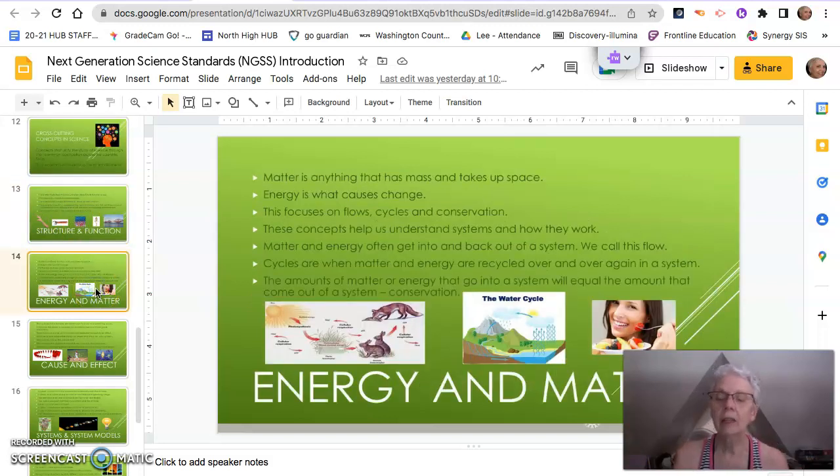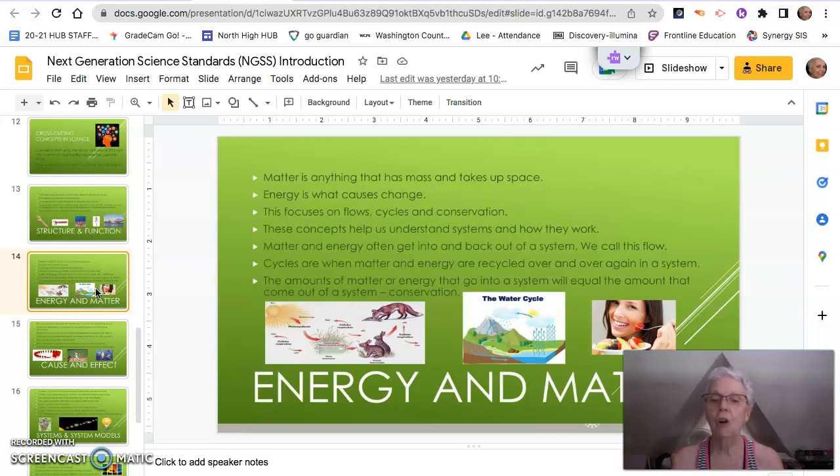We are going to look at energy and matter. Matter is anything that has mass and takes up space. I hope you know that already. Energy causes a change. The flow, cycle, and conservation of energy are some of the things we're going to look at. They're going to help us to understand how they work.